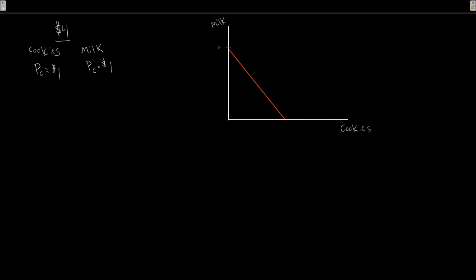We could consume all 4 cups of milk, or we could consume 4 cookies, or we have all of our possible consumption bundles in the middle there, right? Such that maybe something like that is 3 and 1. Maybe that's 2 and 2, 1 and 3, right? So just to give it some context, 3, 2, 1, 0, 1, 2, and 3.